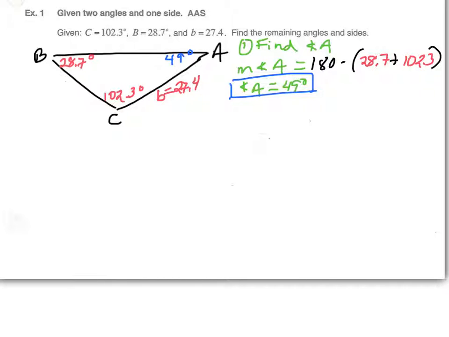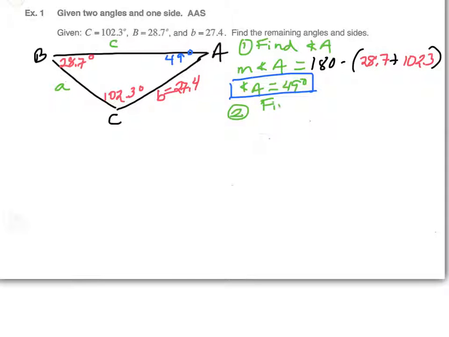I prefer using sine on top of the fraction, so that's what I'm going to use. If you prefer to put it on the bottom, then you put it on the bottom. It doesn't matter. So at this point, the decision is, do I find side A, which is across from angle A, or do I find side C? It really doesn't matter which one. I tend to get in the habit of finding the largest angle and finding that side first. So I'm going to look for side C first.